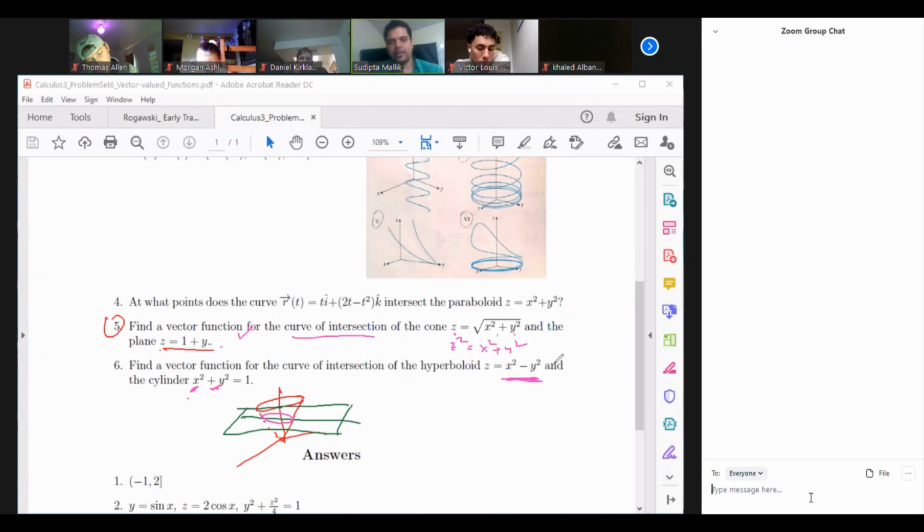All right, we have 10 minutes. Any questions? This is a very simple section. There is not much information you can get from this section, but it's mostly about visualization. How do you visualize a space curve? Mainly when the space curve is the intersection of two surfaces. Questions?